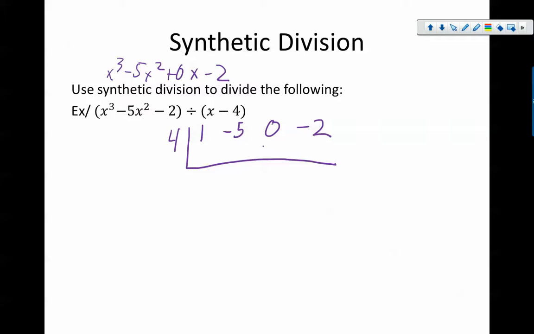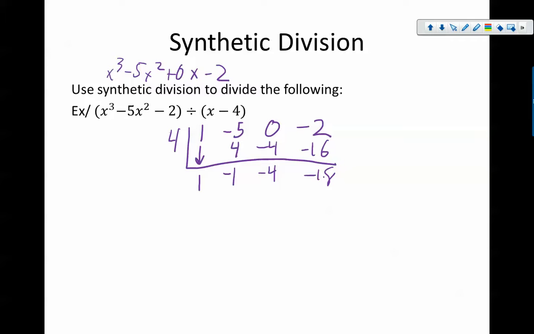Then we multiply and add. Multiply and add. So we bring the 1 down, and then we multiply. 4 times 1 is 4. And then we add negative 1. And then we multiply. 4 times negative 1, negative 4. And then we add negative 4. And then we multiply, negative 16. And then we add negative 18. And so we're at the end of the process.